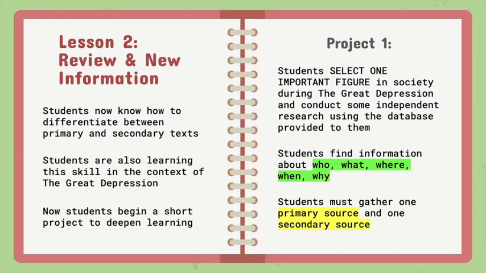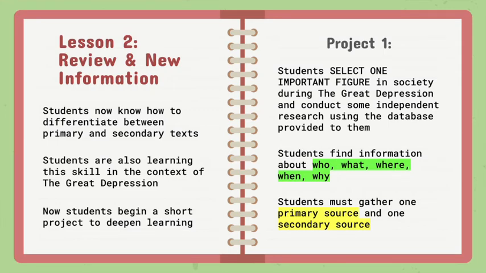Lesson number 2, or 2/3 that could be extended, is that you want to help students understand the purpose of this skill in the context more deeply into the Great Depression. So they understand the differences between primary and secondary texts. Students are also learning now the skill in the context of the Great Depression. They can see the view of what the project is that's going to really assess their skills. So project number 1, the students will select one important figure in society during the Great Depression in the United States and conduct some independent research.